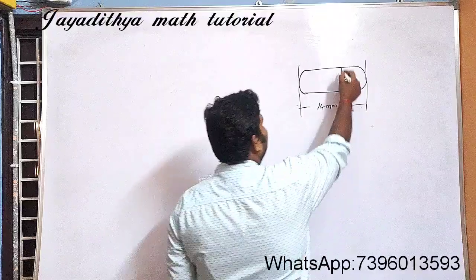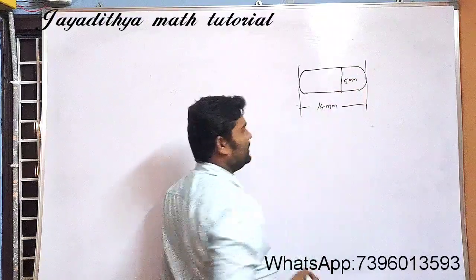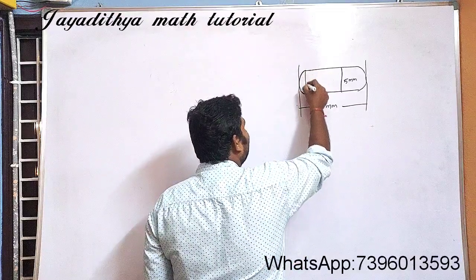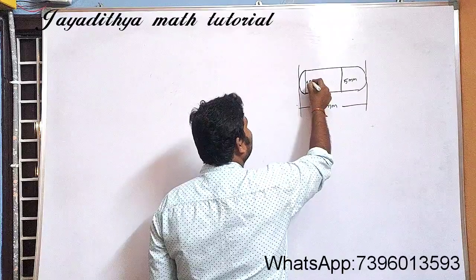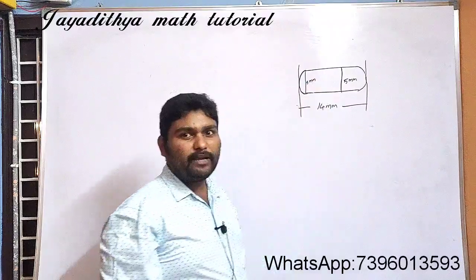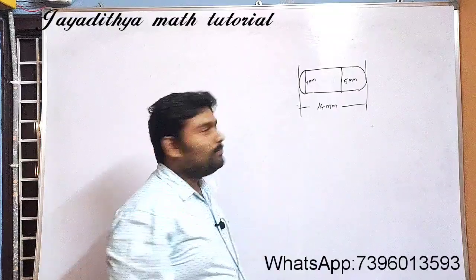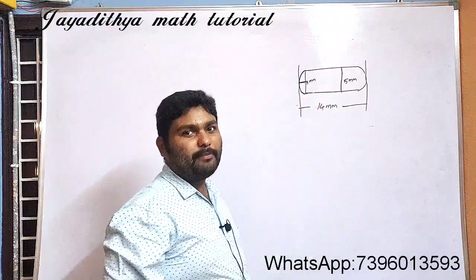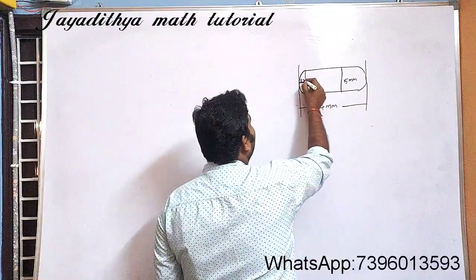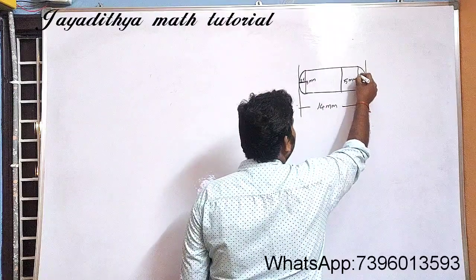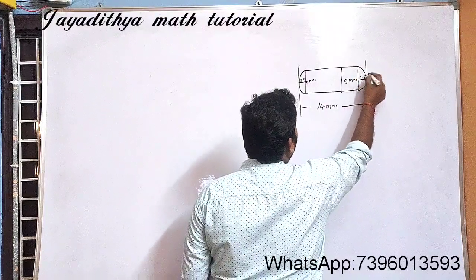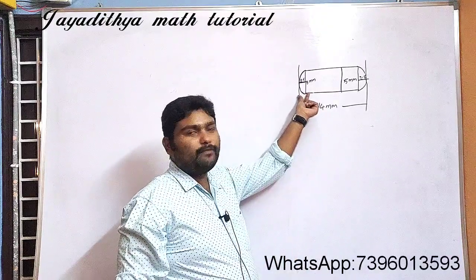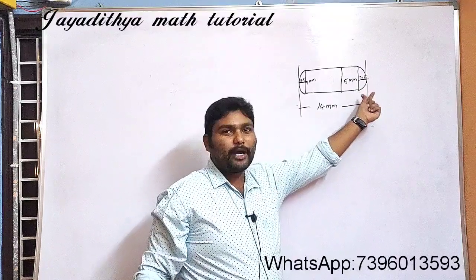The problem seems to be very simple, but it is very tricky. Why? Because see here, the width is given, width is 5 mm. That means it becomes the diameter for the capsule. The radius will be half of the diameter. So this part will be 2.5, and at this end also this part will be 2.5. That means the radius of one hemisphere is 2.5 mm and the radius of the other hemisphere is 2.5 mm.